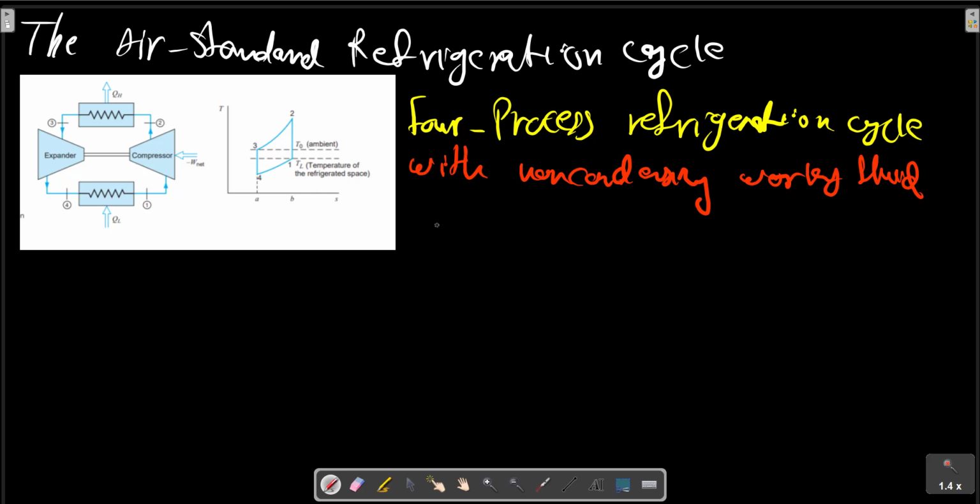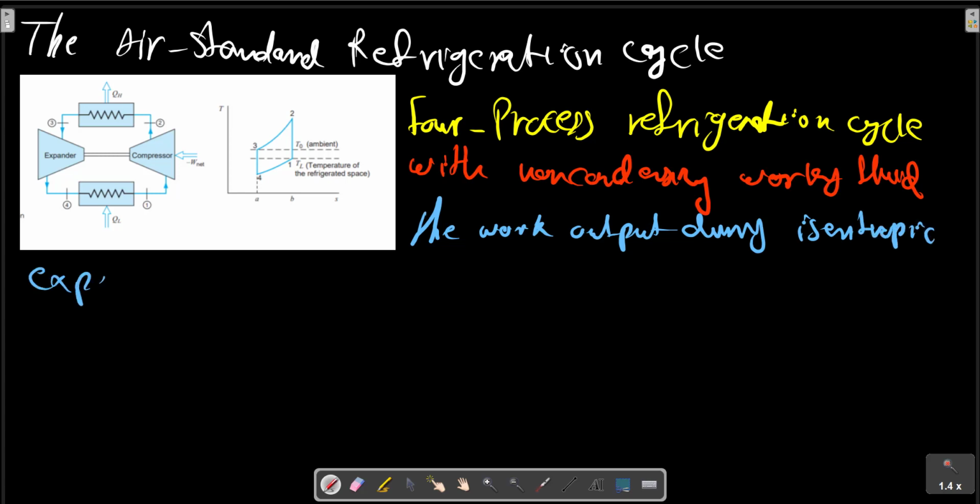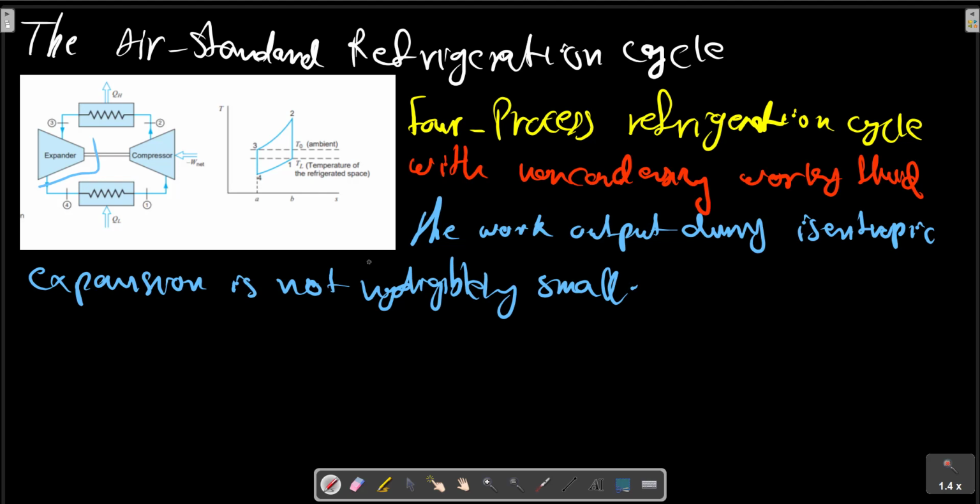The work output during the isentropic expansion, this part, is not negligibly small, as was the case with the condensing working fluid.